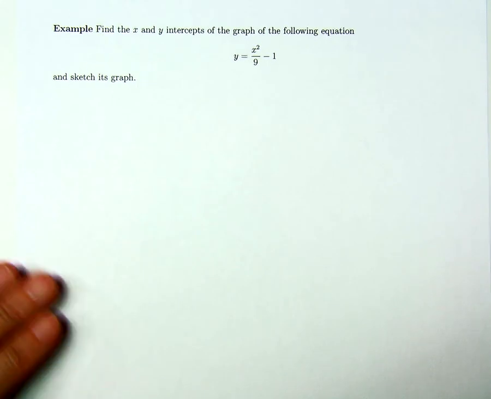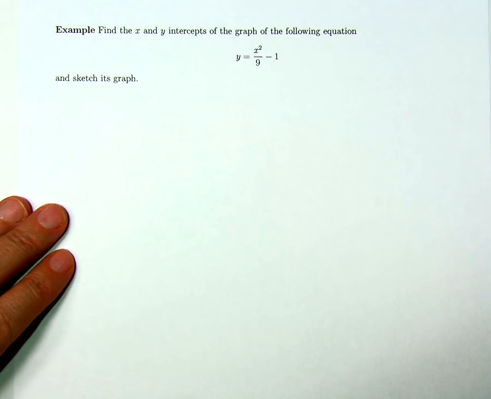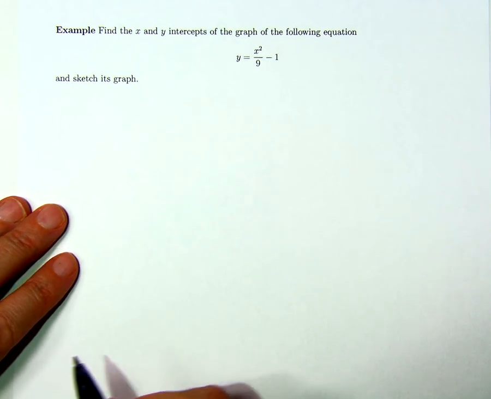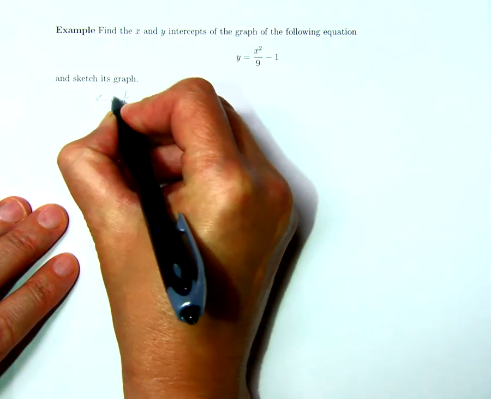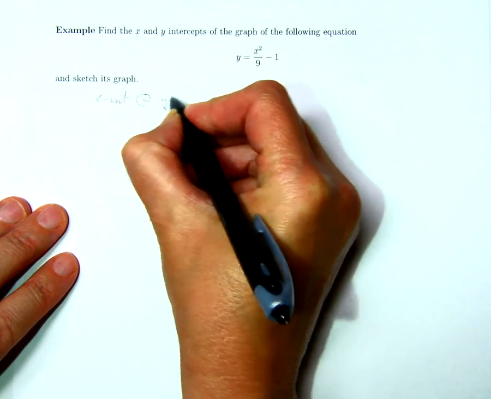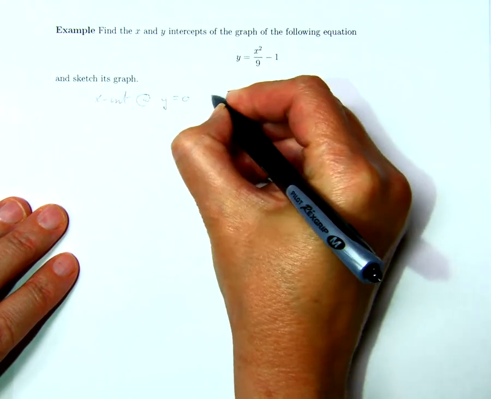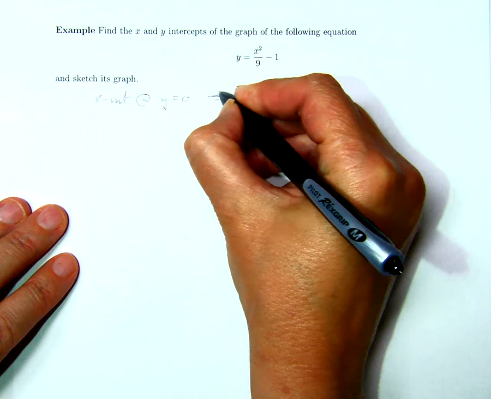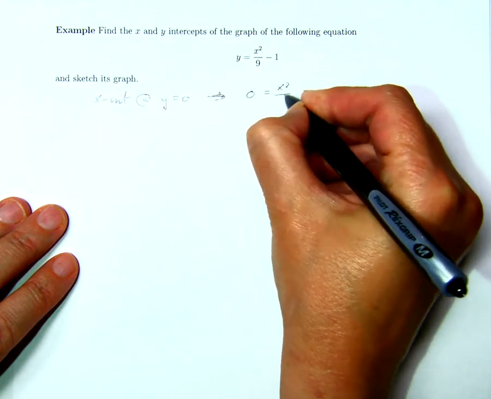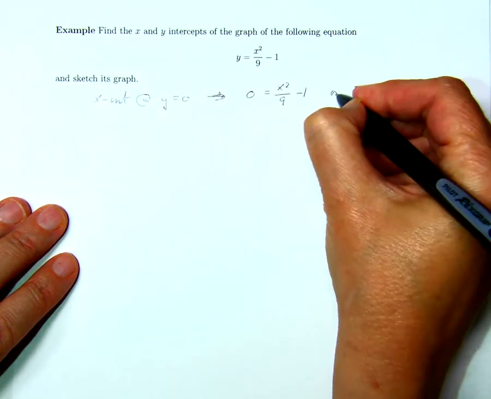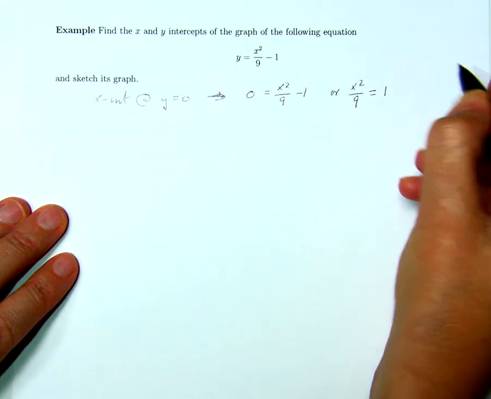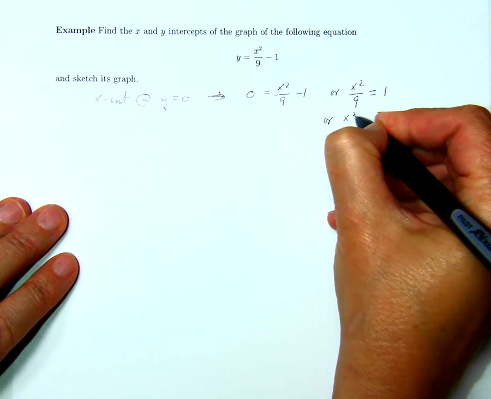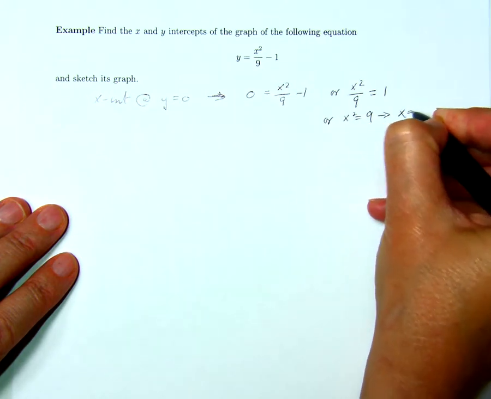Okay, let's find the x and y intercepts of the graph of the following equation and sketch its graph. So the x-intercept happens when y equals 0. So I pop that into the equation and I get 0 equals x squared over 9 minus 1, or x squared over 9 equals 1, or x squared equals 9, which gives me x equals plus or minus 3.